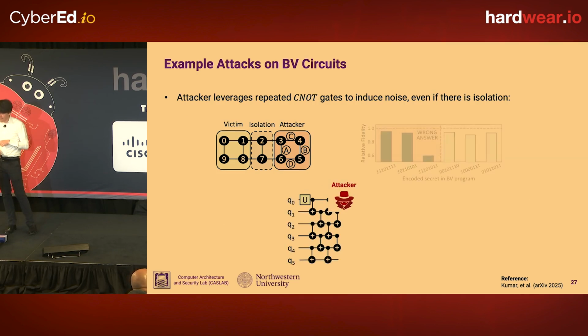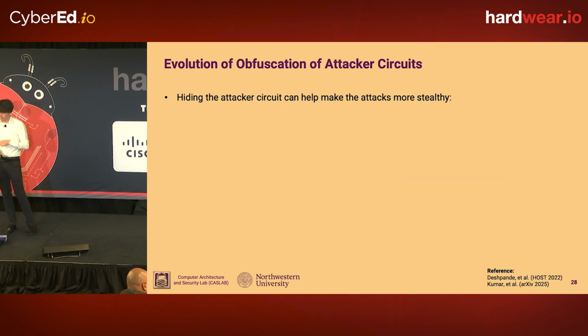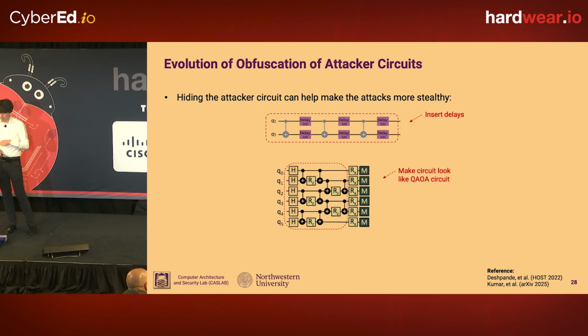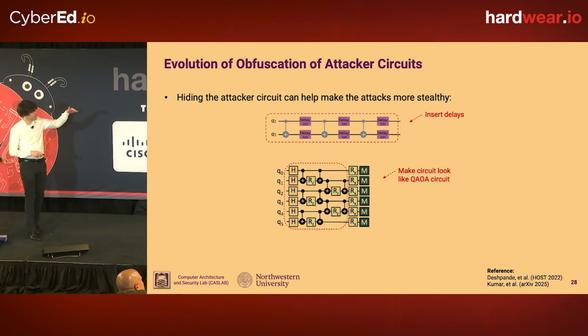And then again, sorry, I'll skip this part. But the one thing I want to highlight: in the beginning, we inserted some delays to hide the attacker circuit. In this other work, they also make the attacker look like a specific type of quantum circuit that naturally has a bunch of CNOT gates.